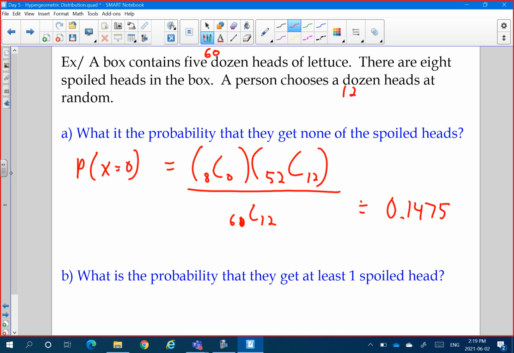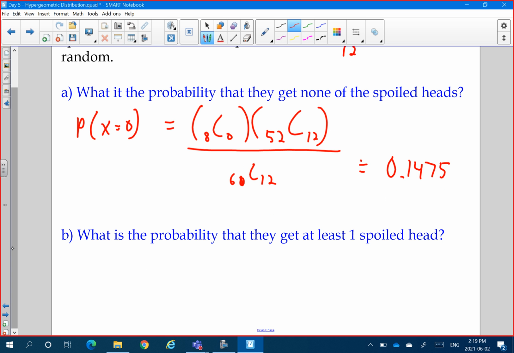Okay, let's get rid of that. Let's do the second one here. What is the probability that they get at least 1?